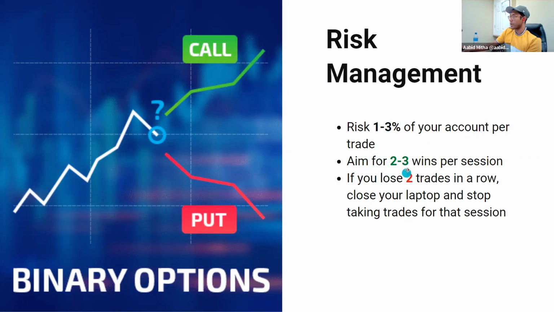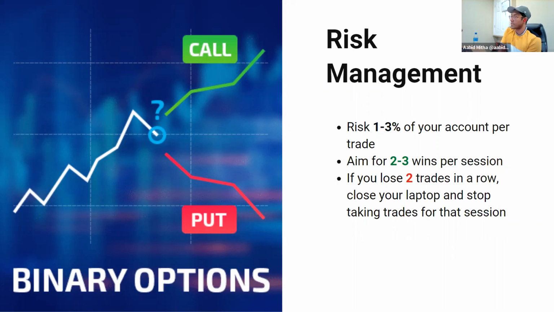You want to aim to win 2 to 3 trades per session. So let's say I want to trade at 9 a.m. At 9 a.m., I want to put in 2 to 3 trades. If I win those, then I'm done. I don't want to continue trading. Now the same applies if you lose trades. With trading, you're going to lose. It's inevitable. You can never perfectly predict what's going to happen in the market. So if you end up losing 2 trades, then when I lose trades, I'm done.